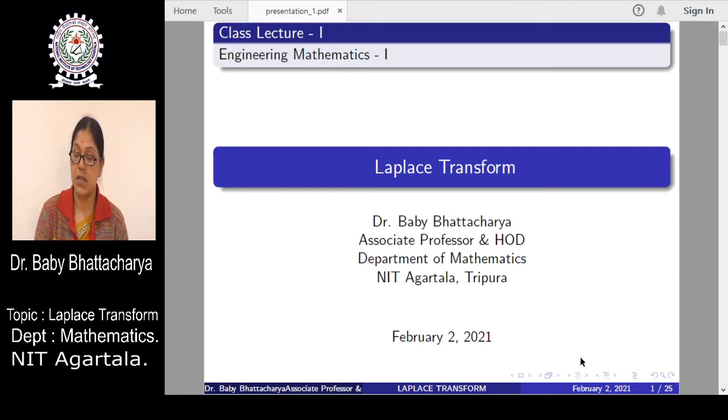I am going to start with the chapter of Laplace transform, and our objective is to know the basics of Laplace transform with some properties. Actually, here we are all engineering students, and our main focus is to find the solution of physical problems, and every physical problem converges to finding the solution of an equation. The equation may be algebraic, it may be a differential equation or a partial differential equation.